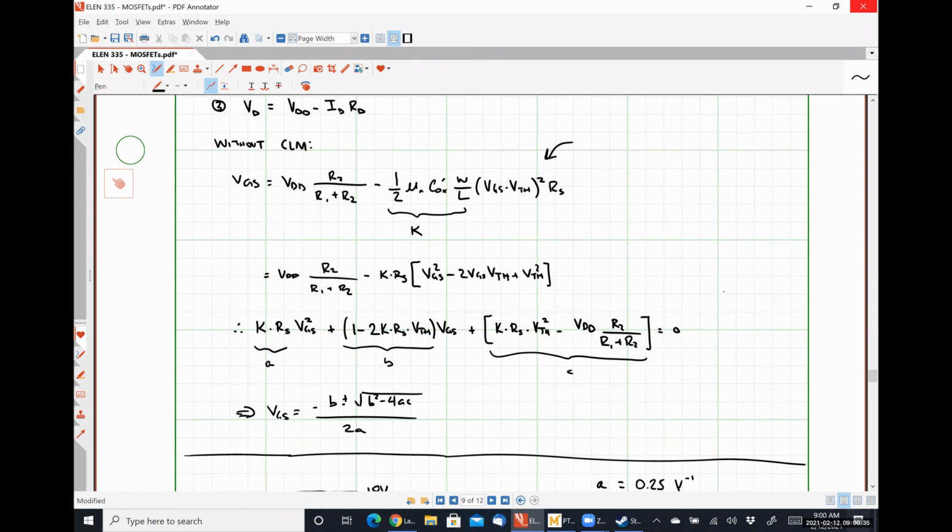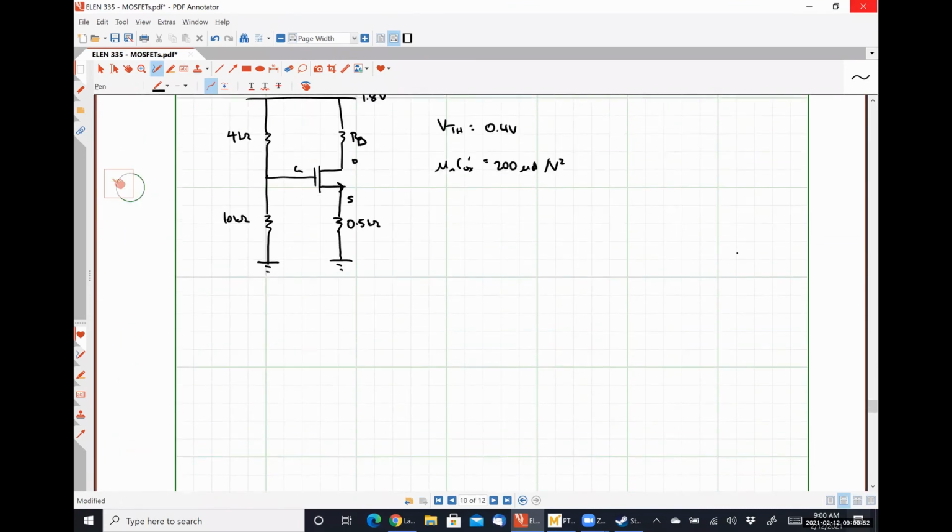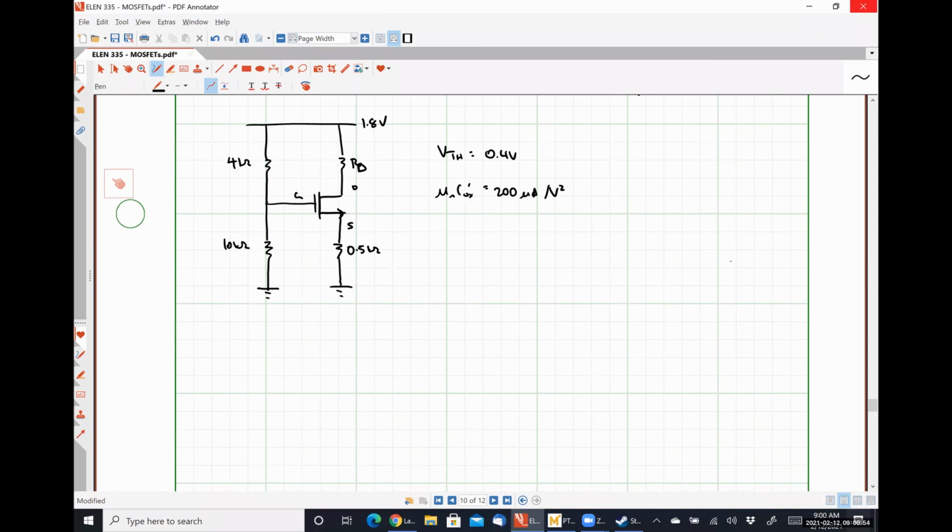So we know that VGS is going to have this value because that is what's happening when this guy is in saturation. And we can use that number to back calculate what value of RD makes that work. So with VGS equal to 1, oh gosh, where did I write it down?